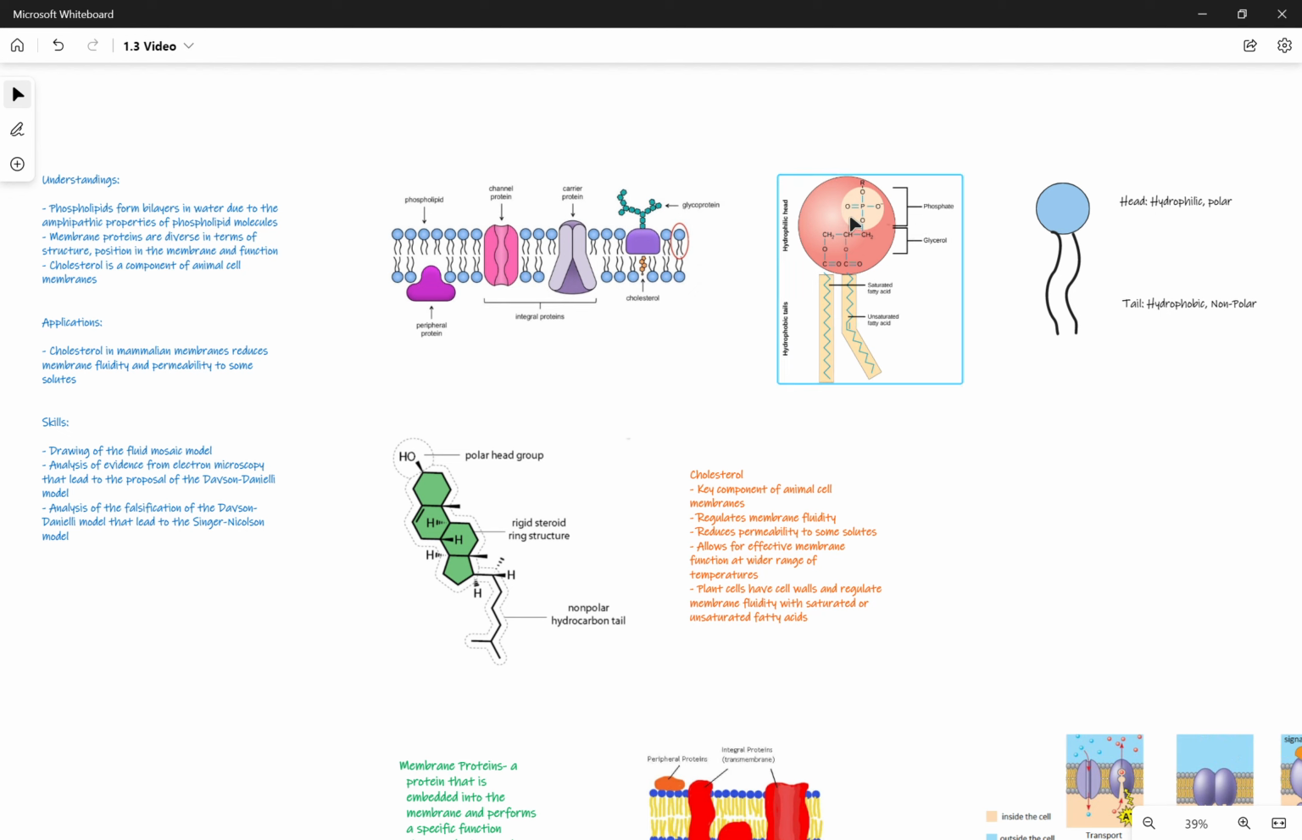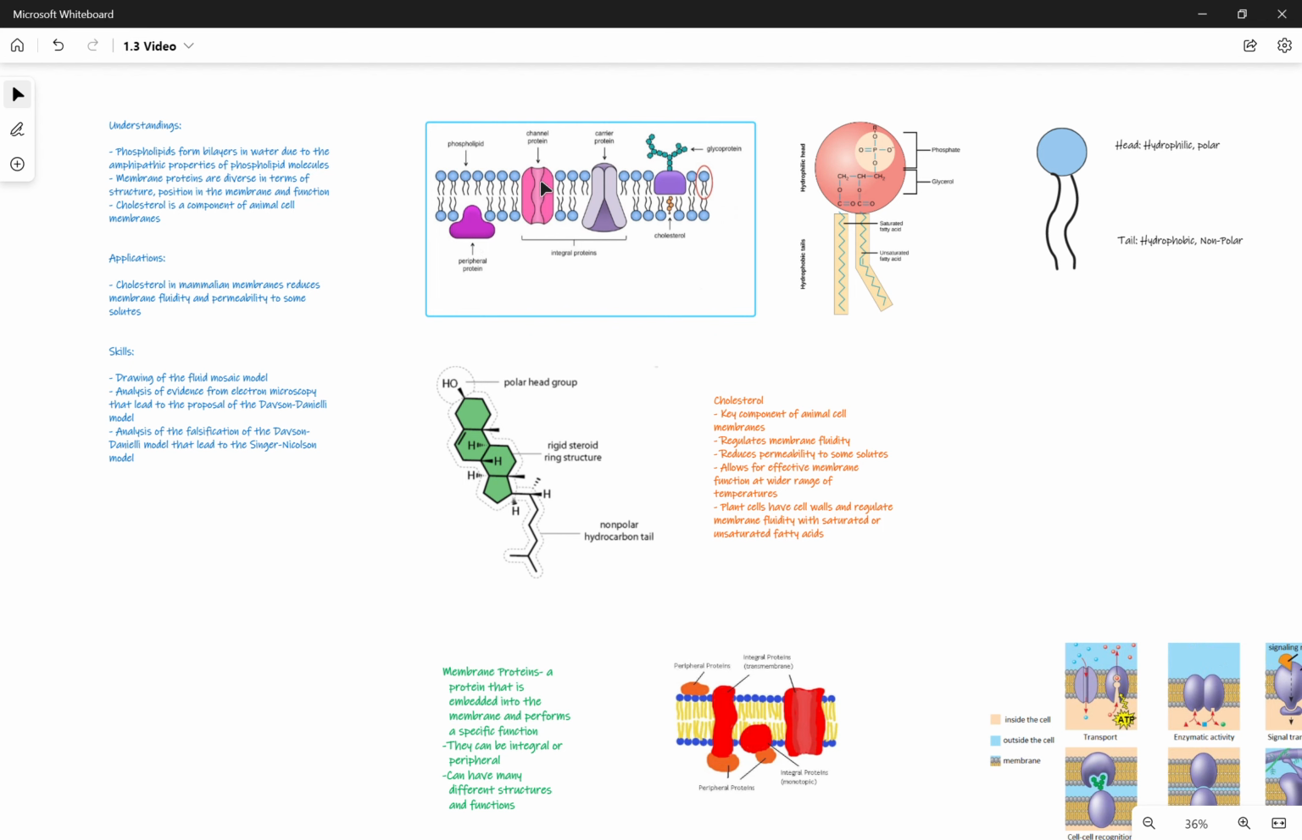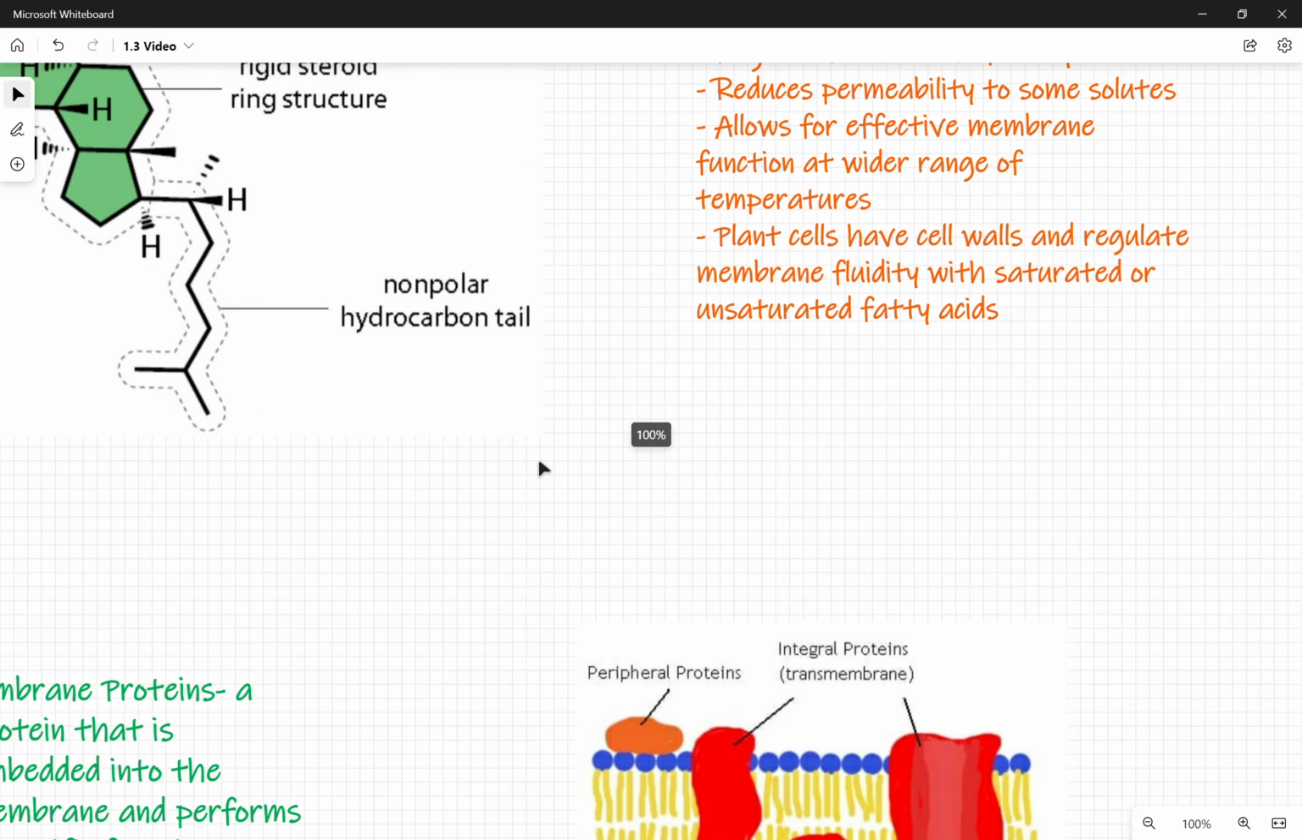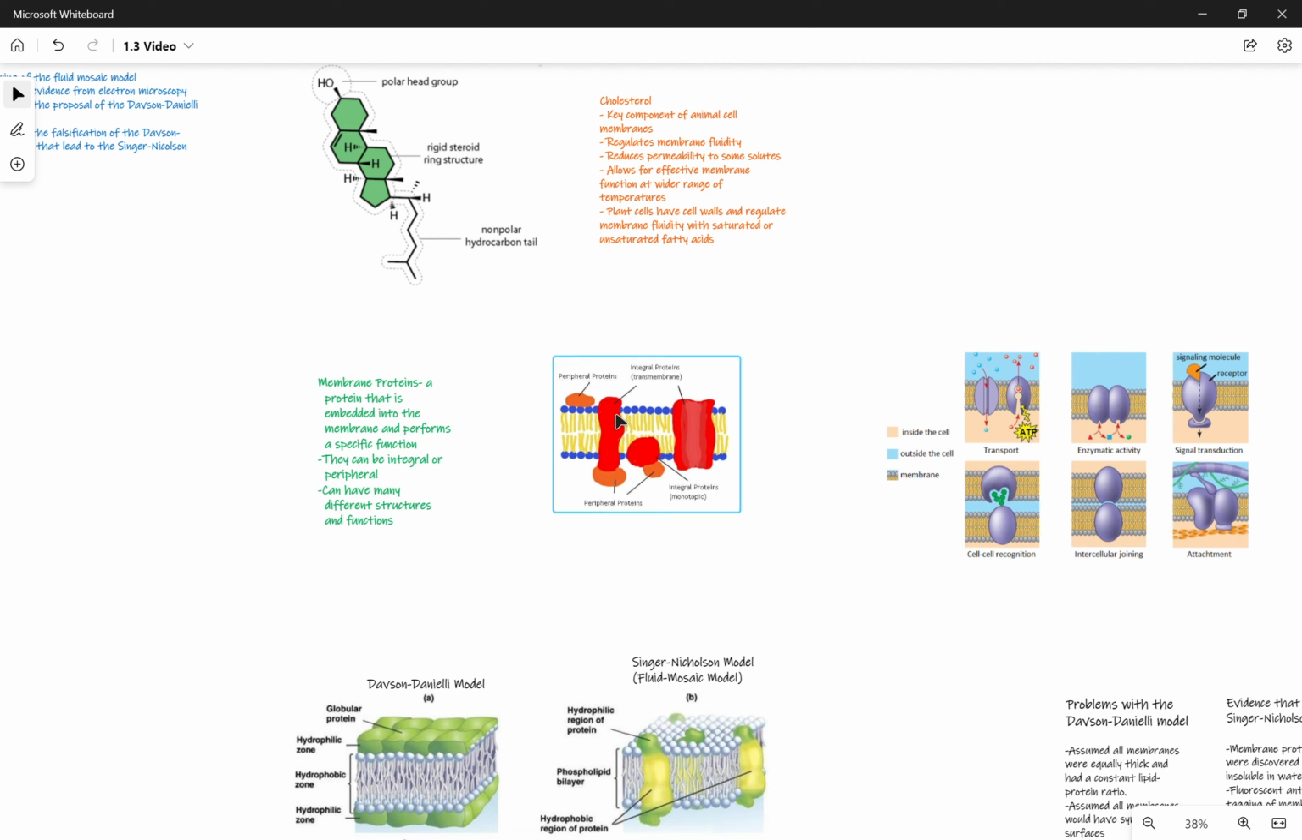On top of cholesterol, you'll find membrane proteins inside a membrane, so these other pieces here. Membrane proteins are embedded into the membrane and they perform a specific function. There's always a reason there's a membrane protein in the membrane. They can be described as integral or peripheral, shown here. So integral or transmembrane goes across the full length and the full width of the membrane, and peripheral proteins sit on top or just embedded into one layer.